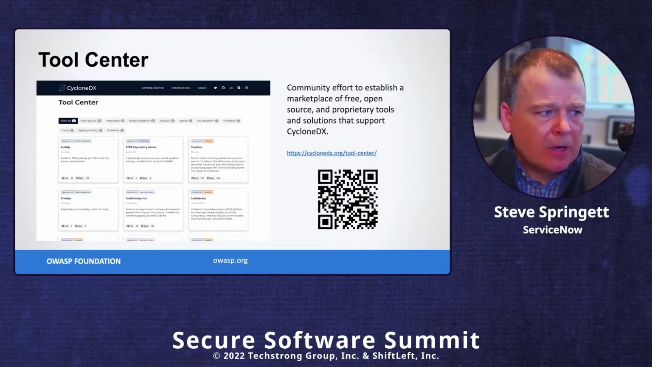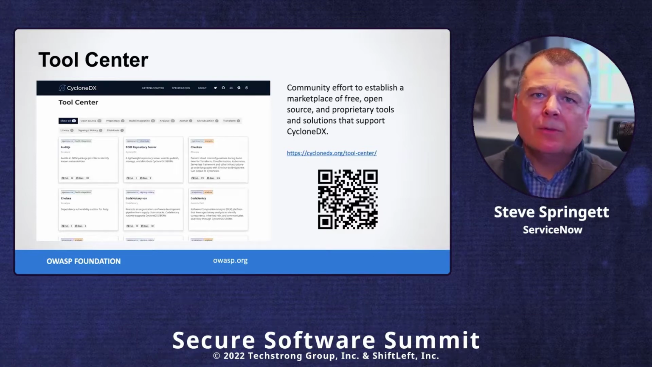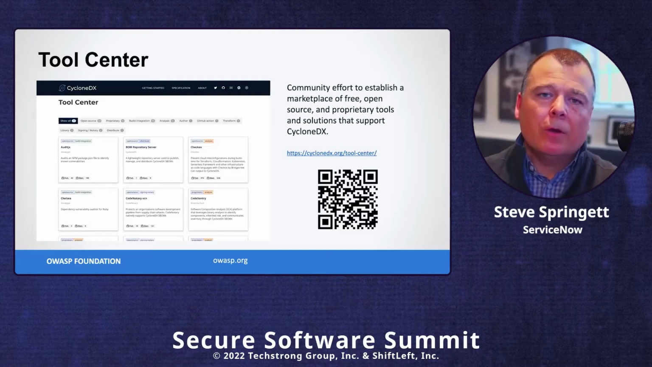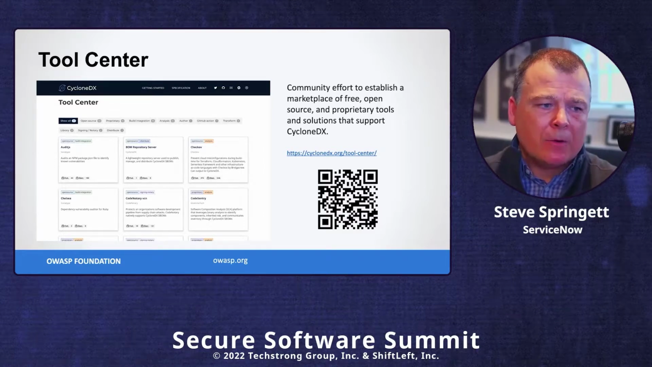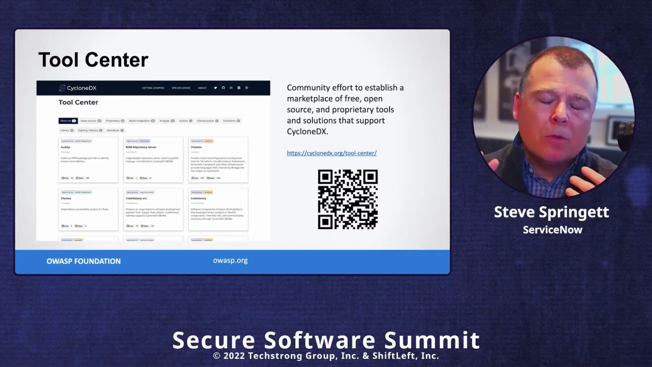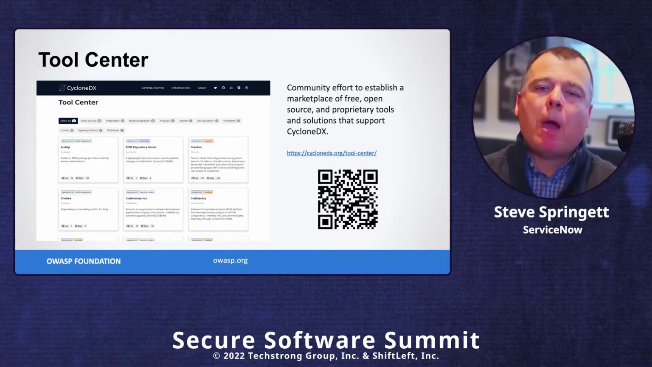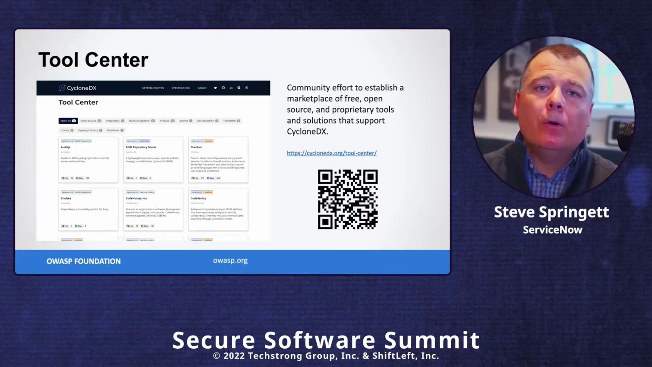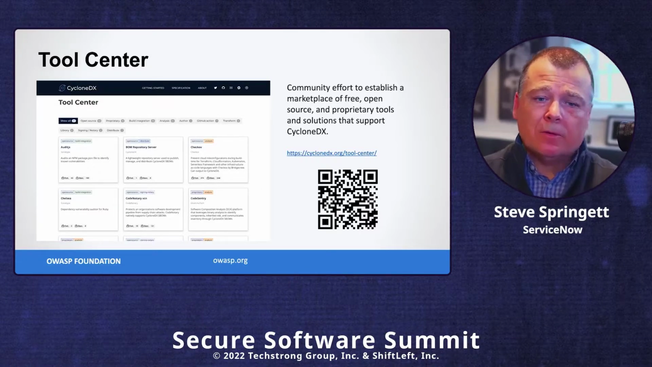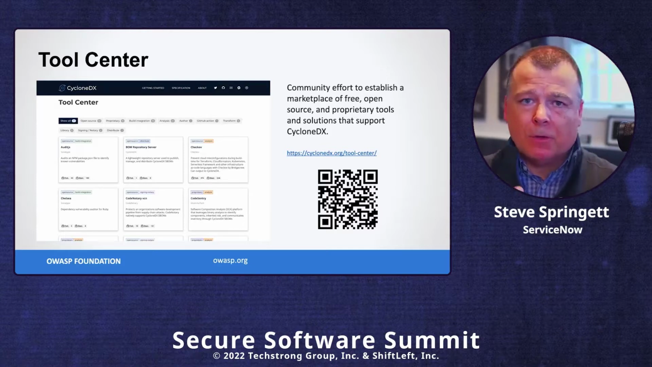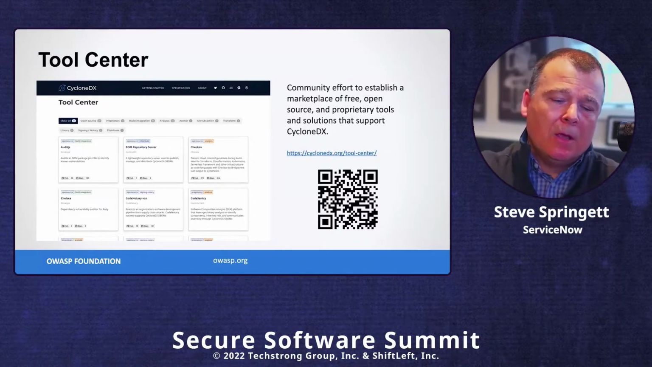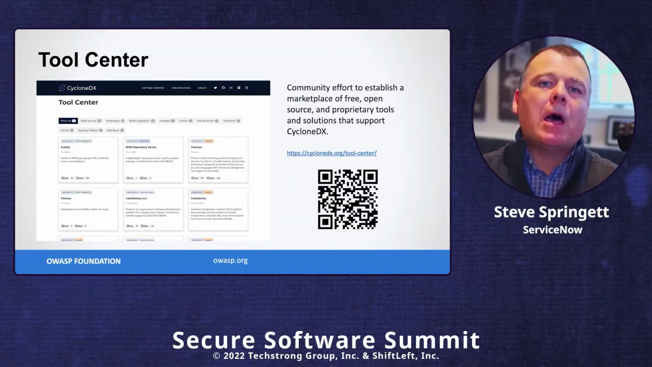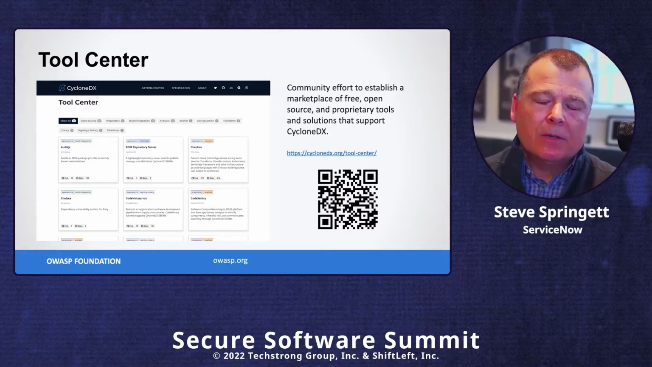The Cyclone DX Tool Center, I think we are up to close to 100 different tools. These are just the tools that are known. In reality, there's certainly over 100 tools out there that support the standard. But again, no matter what you're looking for, there's probably a tool out there to do it. For example, if you are in the Go ecosystem, there's not just one, there's multiple choices to choose from. So not just the Cyclone DX tools, but there's other vendors' tools also supporting Go that you can use. So there's a lot of choice in the Cyclone DX ecosystem.